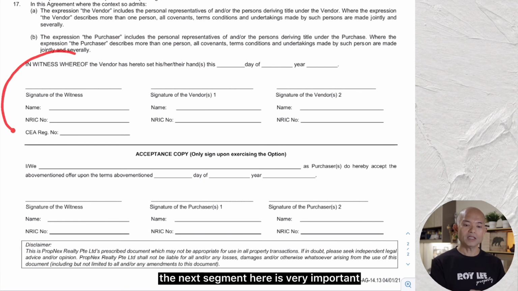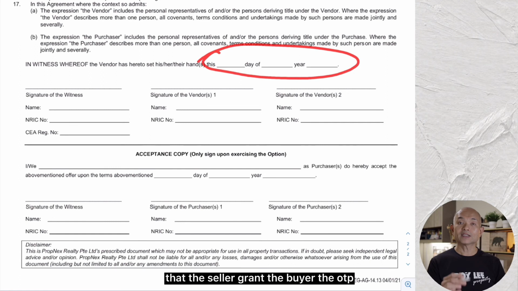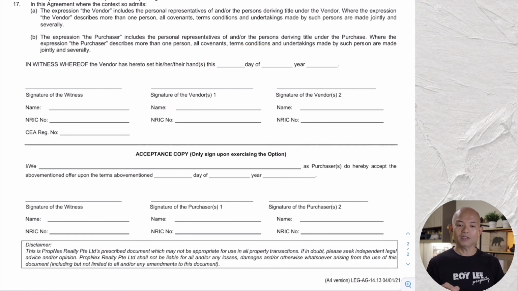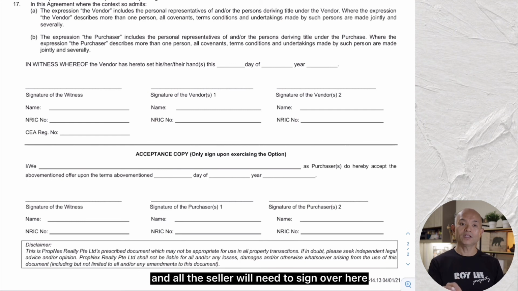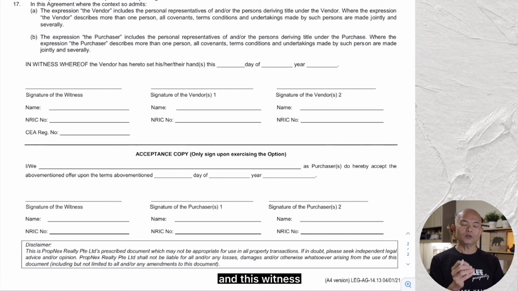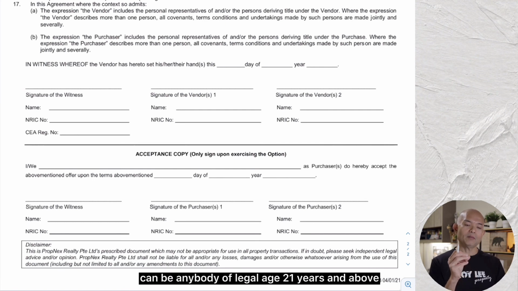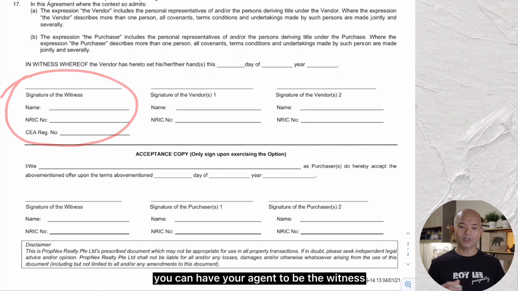The next segment here is very important. This is the date that the seller grants the buyer the OTP, and all the sellers will need to sign over here. And a witness is required, and this witness can be anybody of legal age, 21 years and above. And if you have an agent representing you, you can have your agent be the witness.